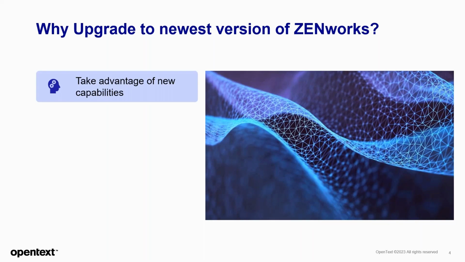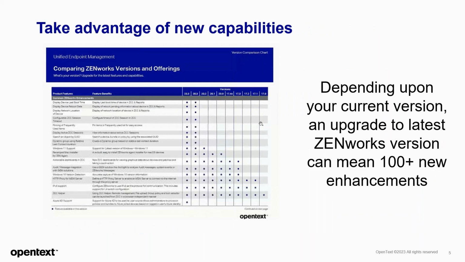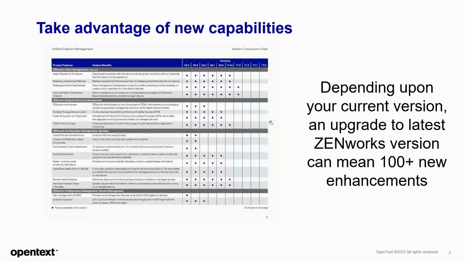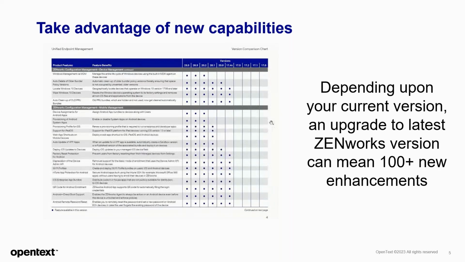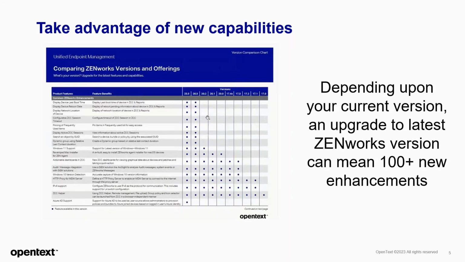The first being to take advantage of new capabilities available in newer versions. By being on the latest version of ZENworks, you can take advantage of new capabilities which are available. Depending upon how far behind your ZENworks version is, an upgrade to the latest version can mean over 100 new, big, and small enhancements. With these many enhancements, you may just find the one you have always wanted. Let's talk about a few features which are present in the latest versions of ZENworks.